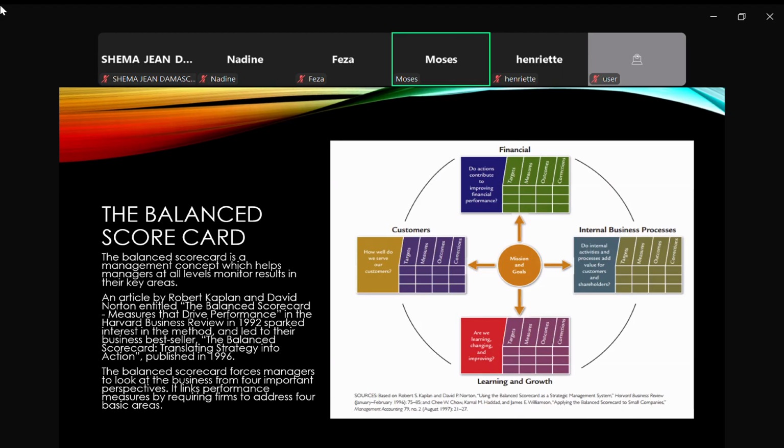Are customers happy? Learning and growth: are you growing and learning as a company? Are you improving as a company with time? Internal processes: whatever processes and activities you have, do they add value to shareholders? Those are the 4 ways you can measure the performance of the company. And therefore, you can get a question that asks you to examine the performance of a company.